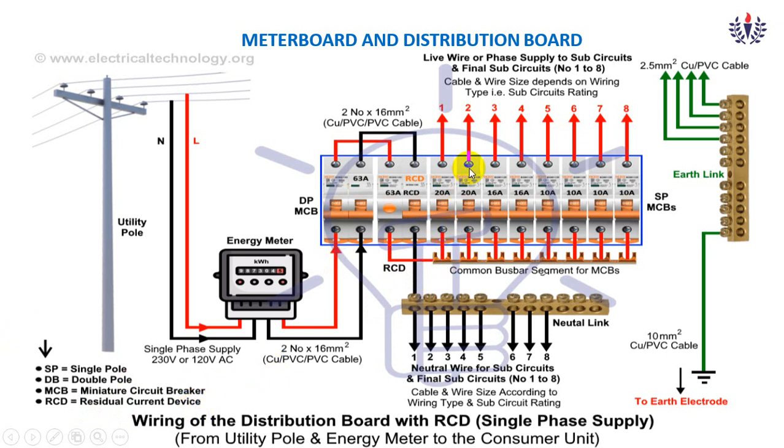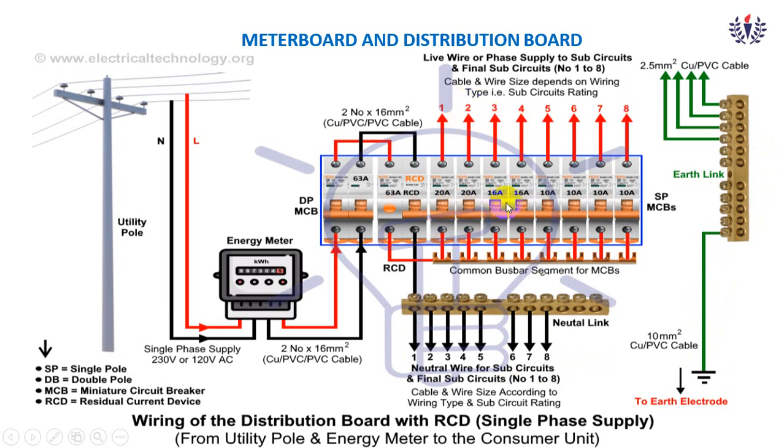From that, it is going to all the sub circuits. Maybe 1, 2, 3, 4, whatever the rooms may be, there may be 8 sub connections. Along with that, we'll have the earth wire, which is already earthed. This also will be taken, and this is the neutral. Each sub-circuit will go to each room, and each has a separate control.